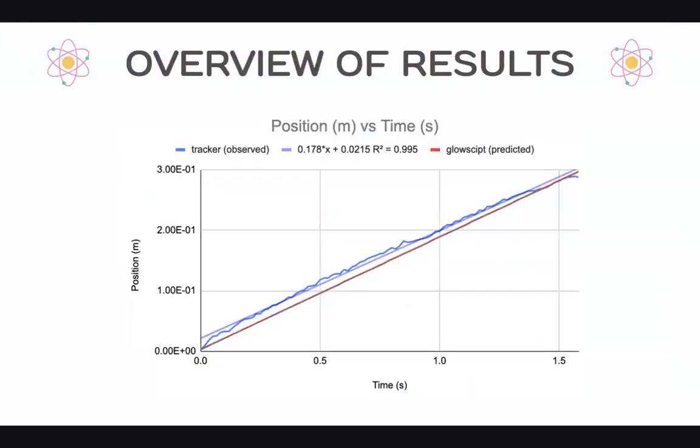This is where we actually compare them. The Tracker data is an observed pattern and GlowScript is the predicted position. Overall, the two follow the same trend and stay close, which supports the idea that the marker was moving at approximately constant velocity over the interval we analyzed, and the line of best fit also shows a very strong linear relationship as R squared is pretty close to 1, and that is exactly what we expect if the velocity is constant.